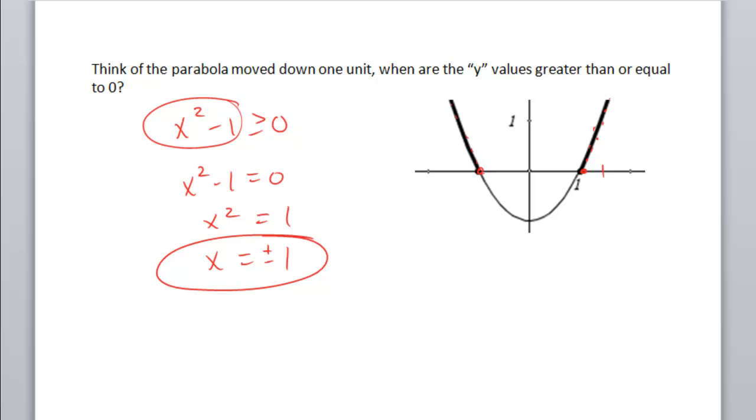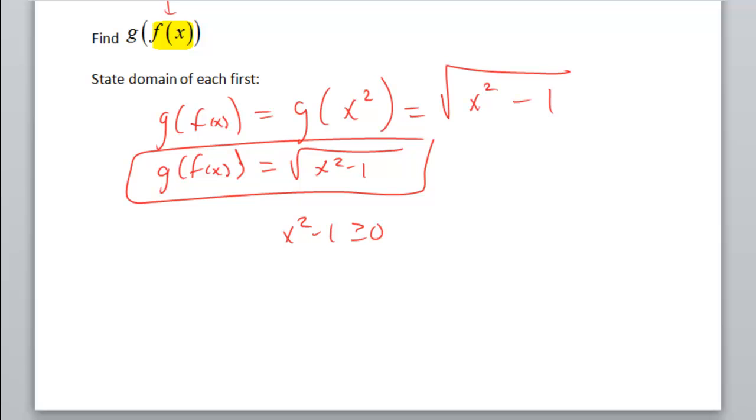Meaning, if you choose a value here, it'll produce an output that's positive, like 2 is over here. Watch, if I put 2 in there, 2 squared is 4, minus 1 is 3, and 3 is greater than or equal to 0. But if I choose a value here, like 0, 0 squared is 0 minus 1, I get -1, and that's not greater than or equal to 0. So, for my domain of my composition of functions, I want to choose x values that are less than or equal to -1 and greater than or equal to +1. So the domain would actually be from -infinity to -1, including, union with 1 to infinity. And that's the domain of this guy right here.